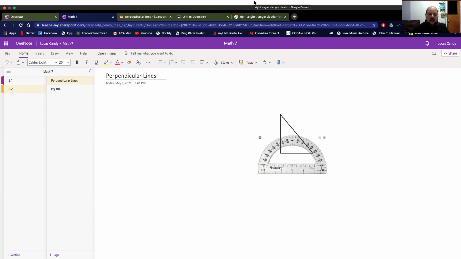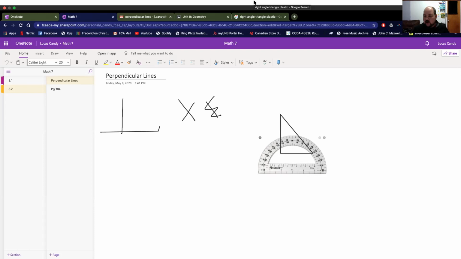But today's perpendicular lines. And the definition of perpendicular, so note taking time, you don't have a lot today. Two line segments are perpendicular if they intersect at right angles. So in order for it to be perpendicular, they have to intersect, which means they need to meet. They need to touch.